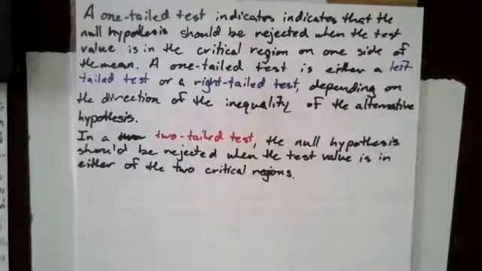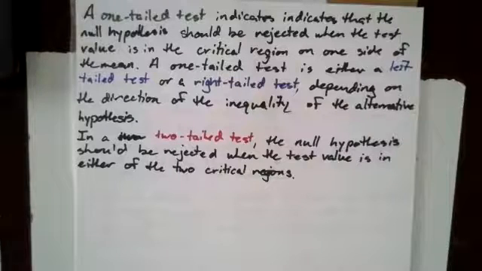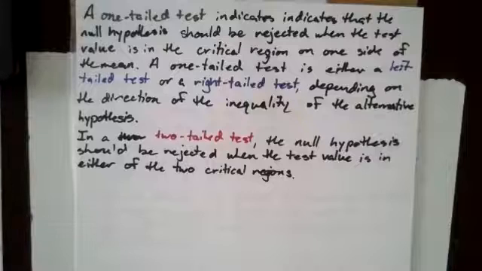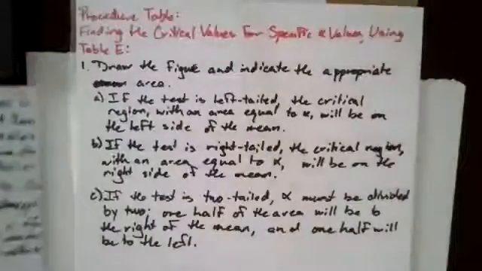A one-tailed test indicates that the null hypothesis should be rejected when the test value is in the critical region on one side of the mean. A one-tailed test is either a left-tailed test or a right-tailed test, depending on the direction of the inequality of the alternative hypothesis. In a two-tailed test, the null hypothesis should be rejected when the test value is in either of the two critical regions.